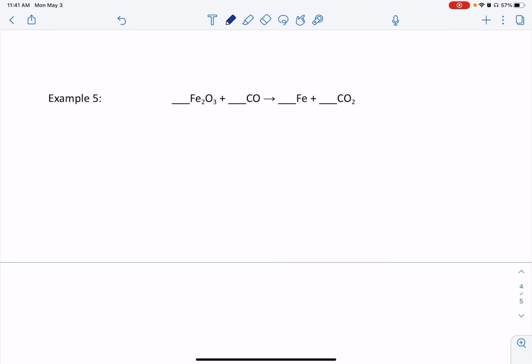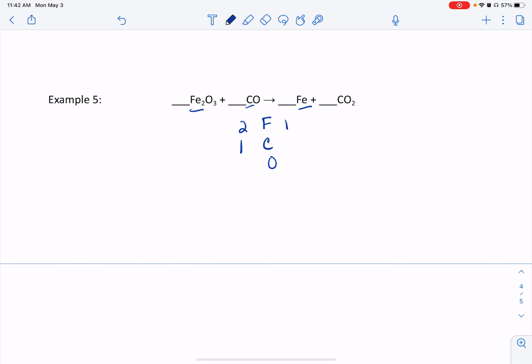Fe2O3 plus CO gives me Fe plus CO2. So let's start with listing it. We have iron, carbon, and oxygen. Now I have 2 iron on the left, 1 on the right, 1 carbon on the left, 1 on the right, 3 oxygen on the left, and 2 on the right. Okay?